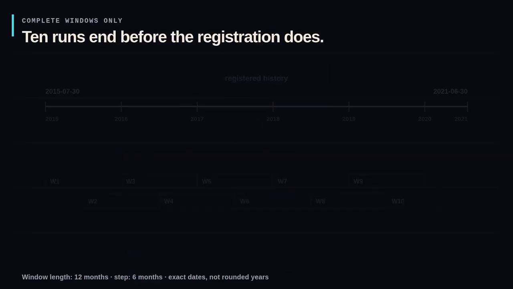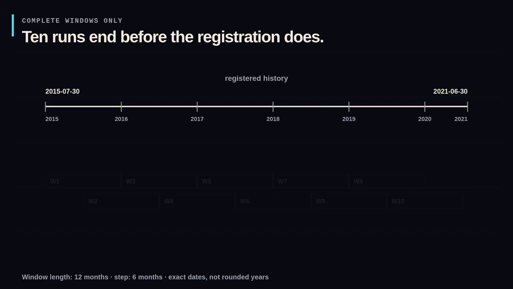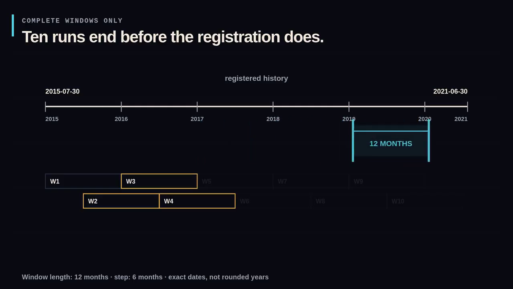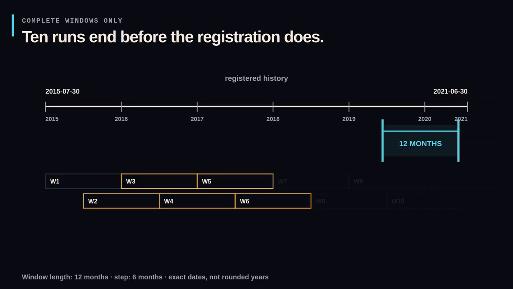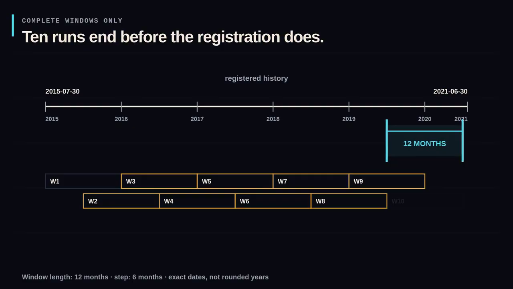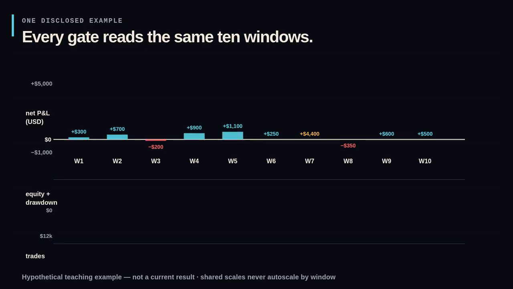The registered span runs July the 30th, 2015 through June the 30th, 2021. Place a 12-month window at the start, then advance it 6 months. Only complete windows count, producing 10 runs. The first ends July the 30th, 2016. The 10th runs January the 30th, 2020 through January the 30th, 2021. The remaining 5-month tail through June the 30th, 2021 is registered, but too short for another complete run, so it is excluded.